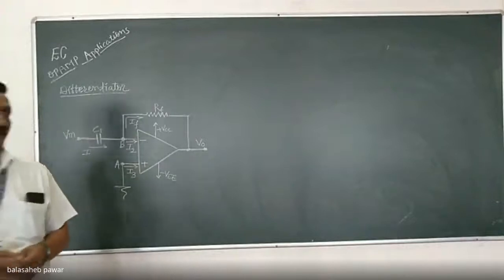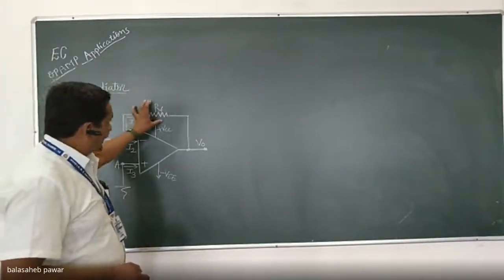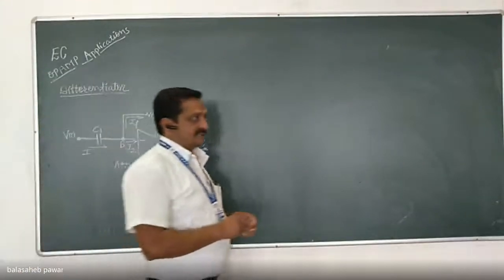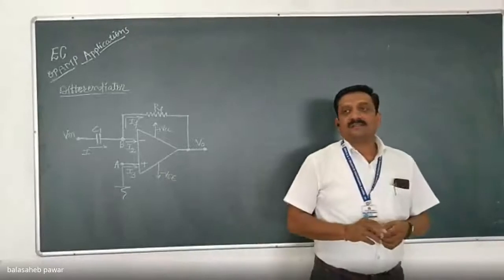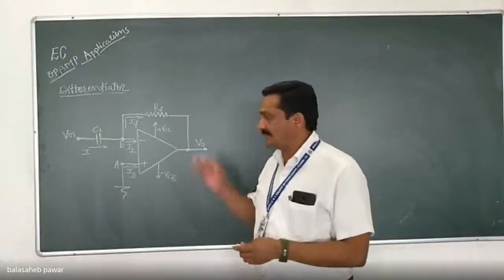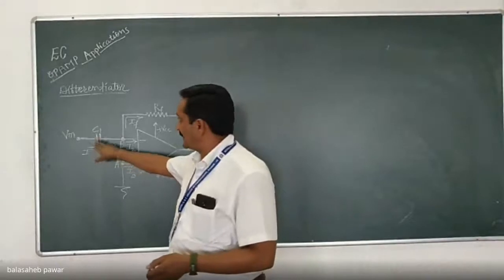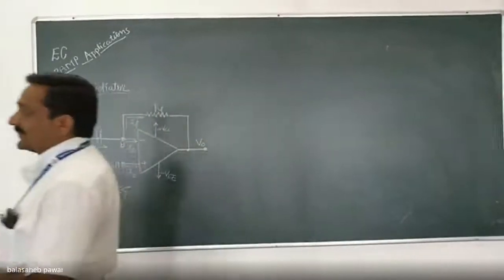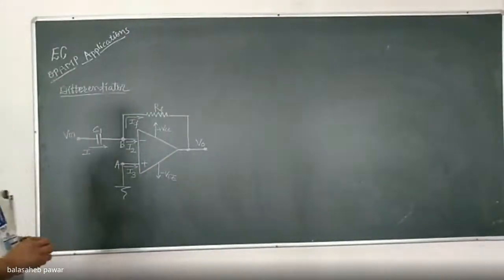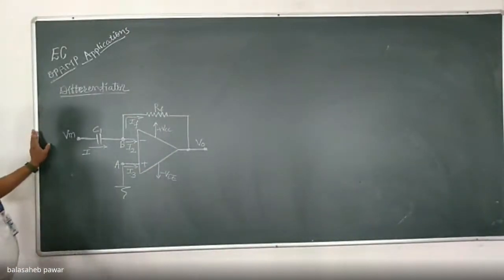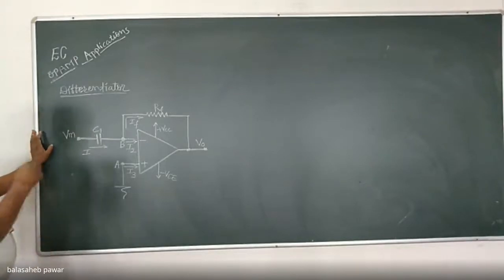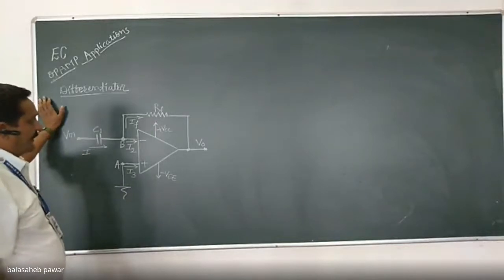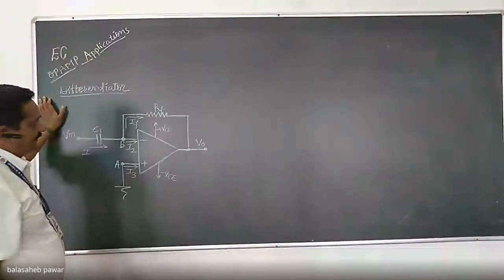In the case of an integrator, there was a feedback capacitor, while at the input side there is one input resistor, that is R1. So that input resistor of the integrator is replaced by a capacitor, and the feedback capacitor is replaced by a feedback resistor. Whatever output we get will be a differentiation of the applied input signal. So that we will derive.